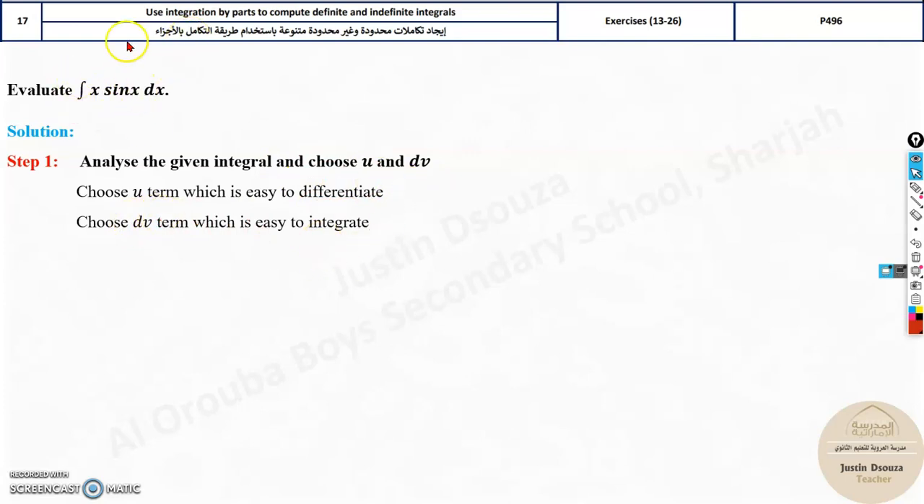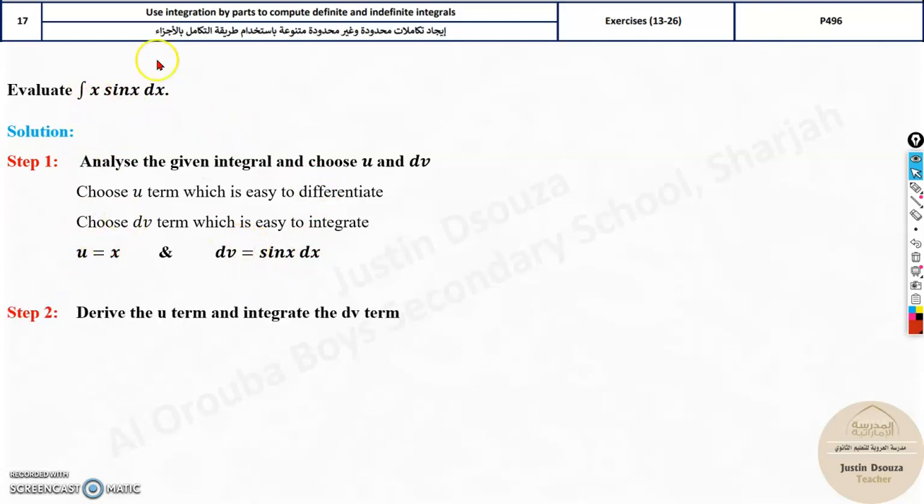Now look over here. Sin x. It doesn't matter whether integration or differentiation, it's almost the same to do. So leave that. Look at x. Is it easy to differentiate this or integrate it? Or is it a complicated term after integration or differentiation? Let's look. x, if you differentiate it, it is 1. It's so simple. Whereas if you integrate x, it will be x squared divided by 2. This is going to be much more complicated, right? So we choose u, which is easy to differentiate, that is x.